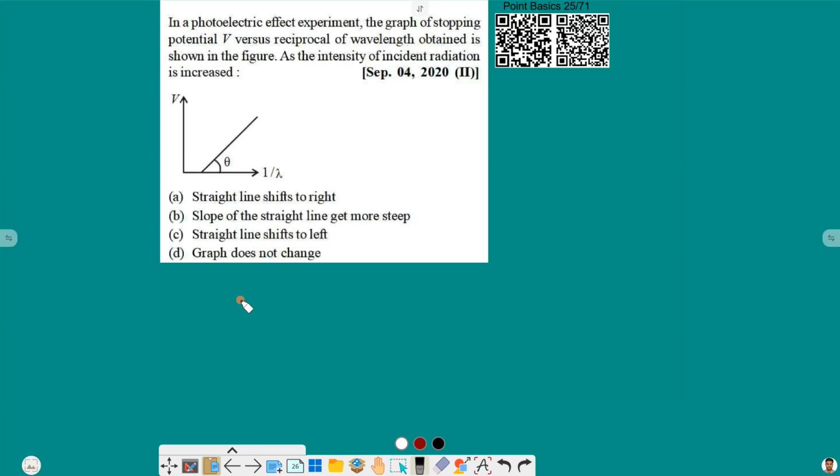Now in the next one, a photoelectric effect experiment graph is a graph of stopping potential versus reciprocal of the wavelength, obtained as shown in the figure. The intensity of incident radiation is increased. So here, if the intensity of incident radiation is increased, what will be the right answer?